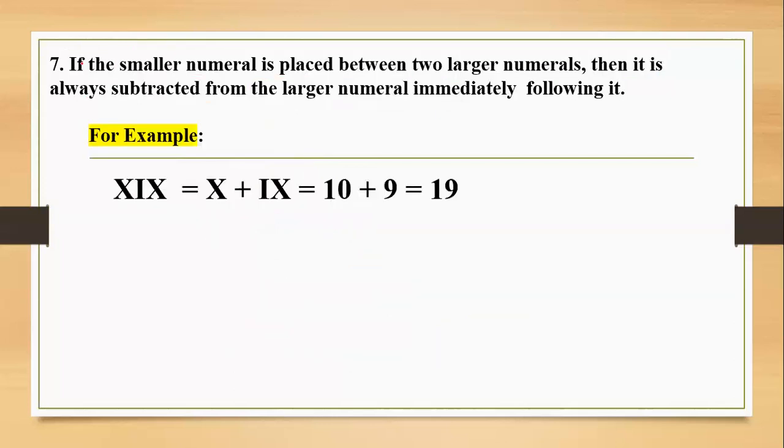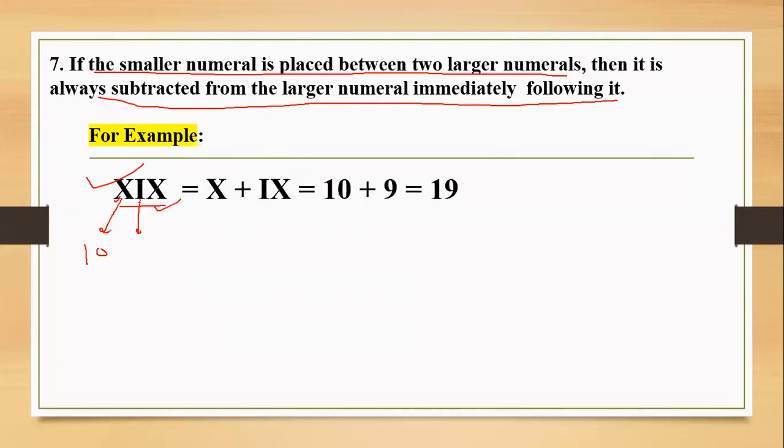Now the next one is, if the smaller numeral is placed between two larger numbers, then it is always subtracted from the larger number immediately following it. So if you see the example XIX, here the middle number is coming between the two bigger symbols. Here X is representing 10, the middle number I is representing 1, and the third symbol is representing 10. So we can see that I is coming between these two greater numbers.